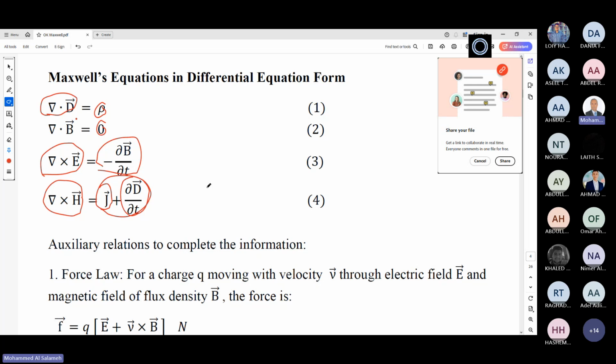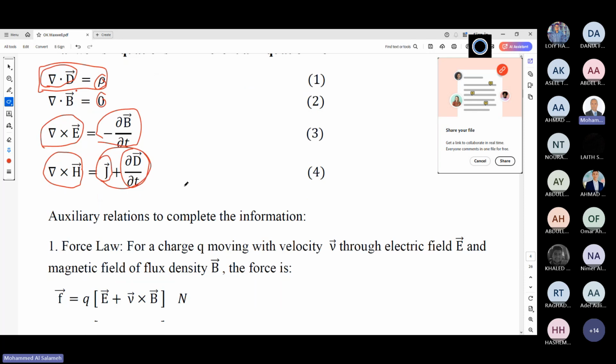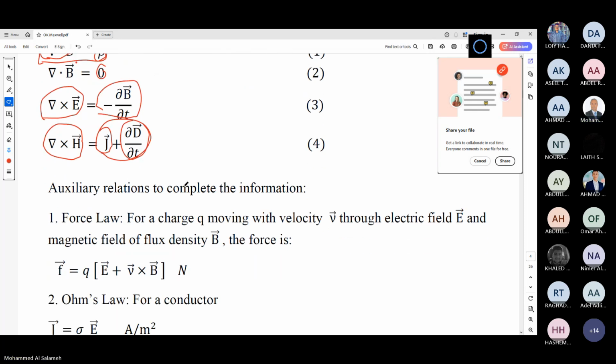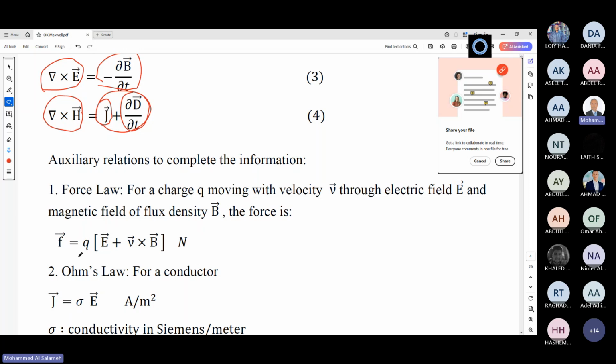Yeah, but rho v cannot. So this should be one equation because rho v is scalar. Okay. Auxiliary relations to complete the information. Force law, we have also studied that in EM1.